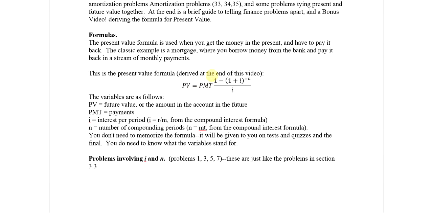PV equals payment times (1 minus (1 plus i) to the minus n) over i. All the variables are the same except PV.